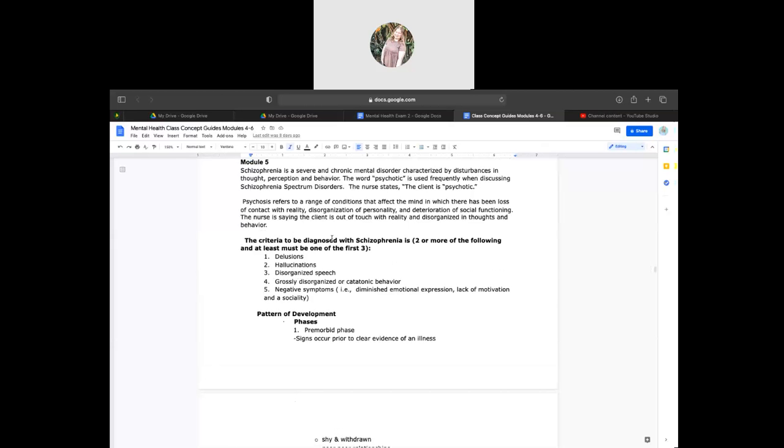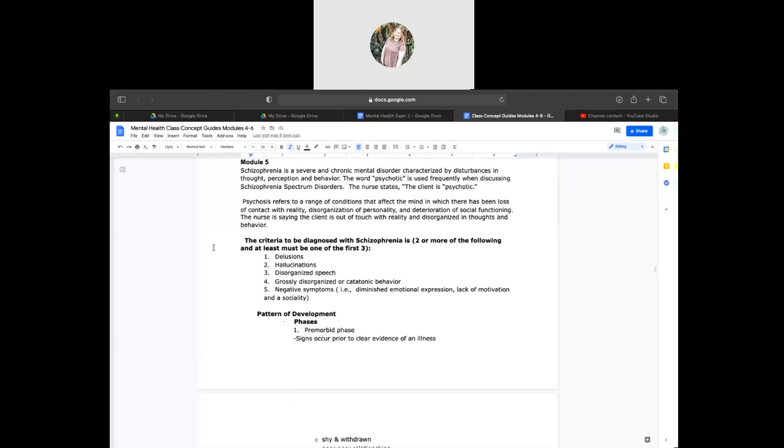So the patient can be psychotic. Psychosis refers to a range of conditions that affect the mind where there's no contact with reality, disorganization of personality, and deterioration of social functioning. So the nurse says the client is out of touch with reality and has disorganized thoughts and behaviors. So they're going to have those very different types of behaviors.